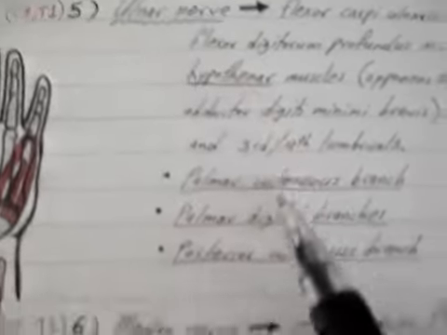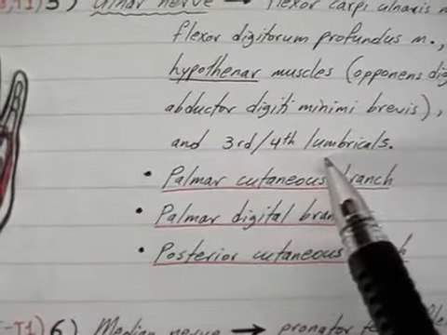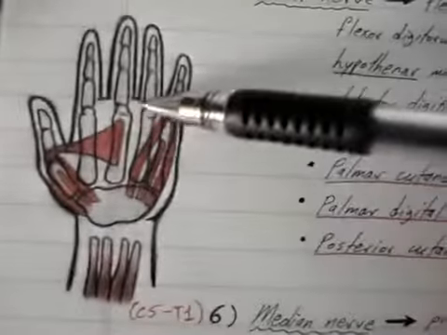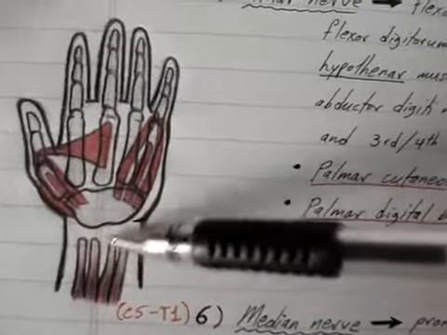Finally, the ulnar nerve also innervates the 3rd and 4th lumbricals. So there are 4 lumbricals in the hand. They're attached to the tendons of the flexor digitorum profundus.